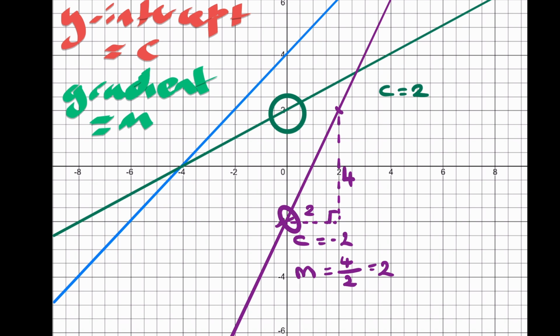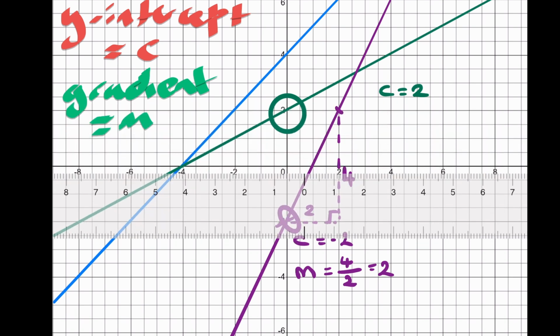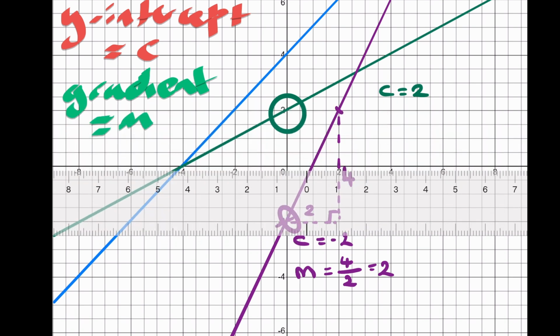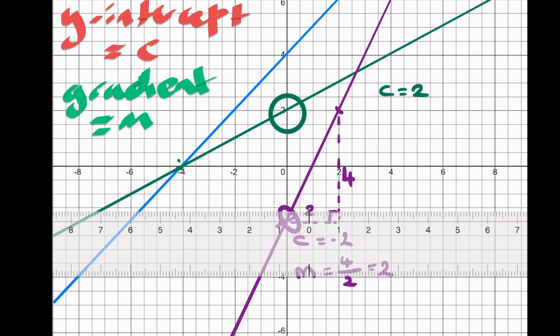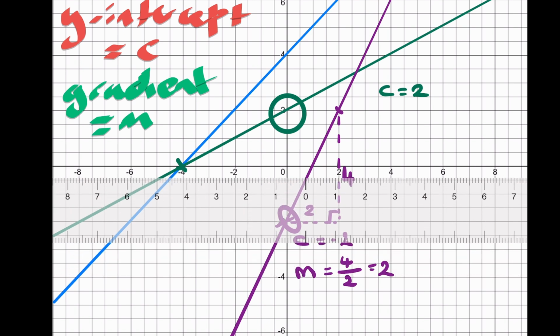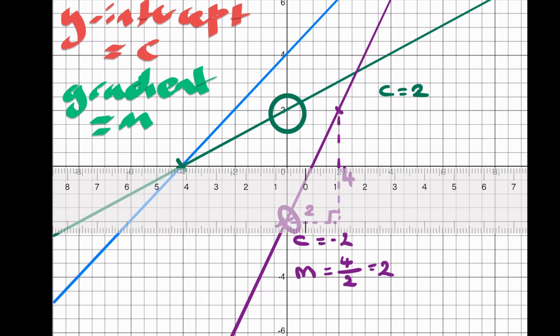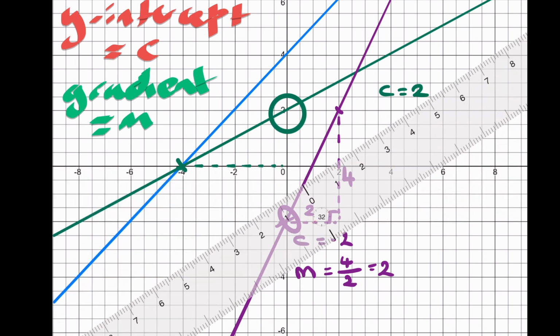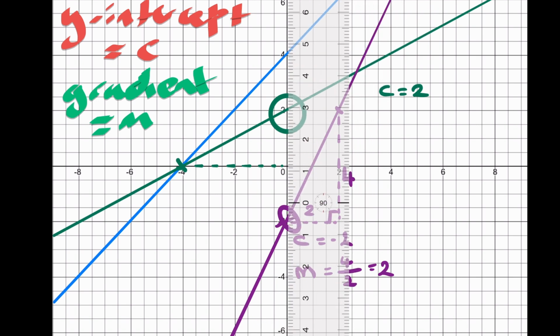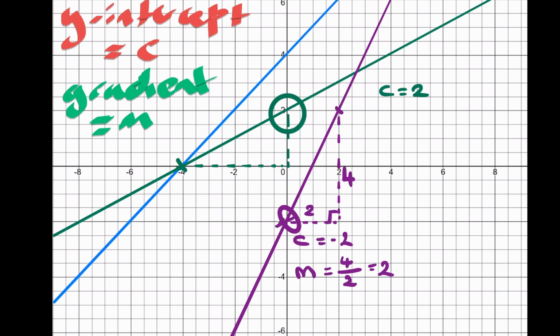And now I want to find a nice place where I can draw in my dotted right angle so I can work out the gradient. I'm going to use the y-intercept again, and I'm also going to use this point over at -4 on the x-axis. Okay, so let's draw in this right-angled triangle. Okay, right, there we go.